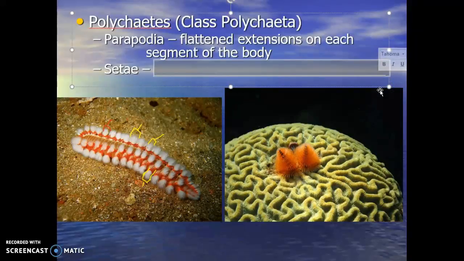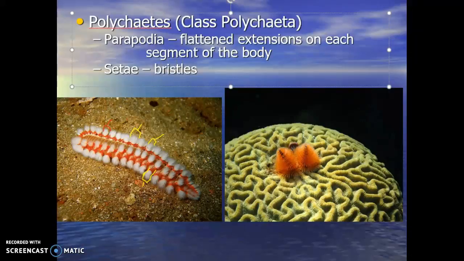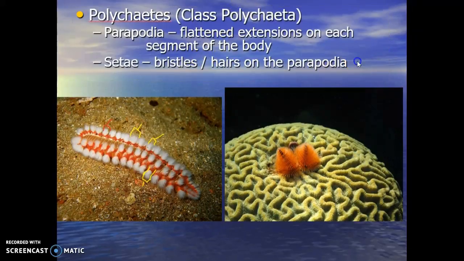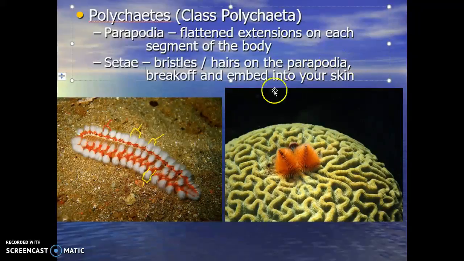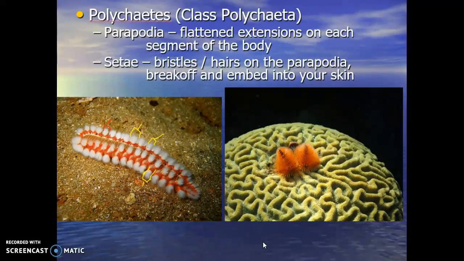The parapodia then have these little things called setae. These are little bristles or hairs on the parapodia. Now, important things about these little setae. The setae are little hair-like structures. Sometimes they will break off and embed themselves into your skin. So, not a good idea to touch the polychaetes, touch their setae or parapodia. If you guys have ever played with fiberglass, the setae on a lot of these polychaetes is like fiberglass. You touch it, it embeds into the skin. A little bit may not be that much of an annoyance. A lot of it gets to be problematic.